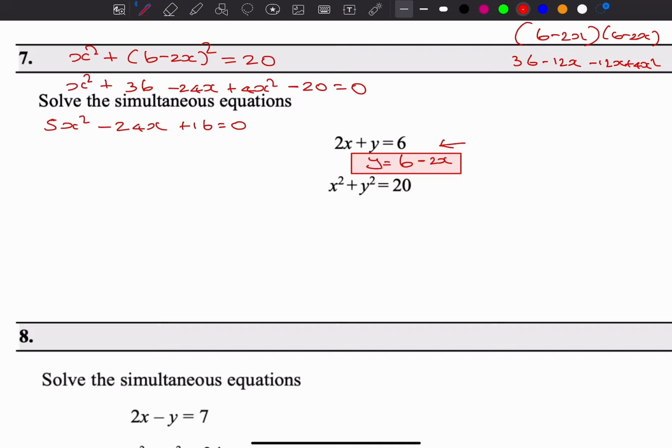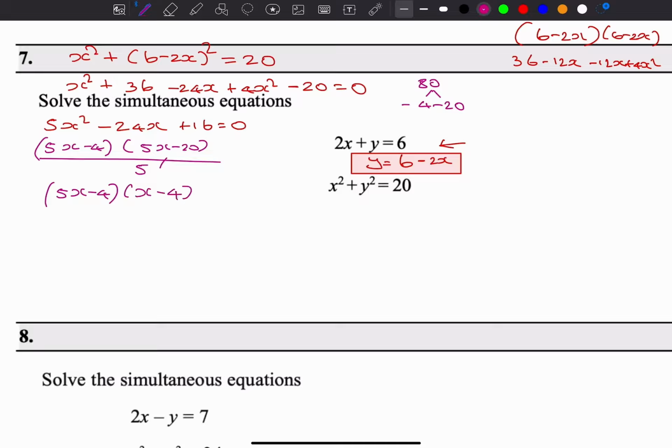Remember what you're supposed to do: see whether you can divide by a number. Can I? Yes. No, actually, no. 5, 24, 16? No, you can't. I didn't see the 5. So, 5 times 16, which is 80. Factors of 80 that can make 24: 4 times 20 then, minus to do it. 5x minus 4, 5x minus 20. Everything divided by 5, we'll divide it here. 5x minus 4, x minus 4 then.